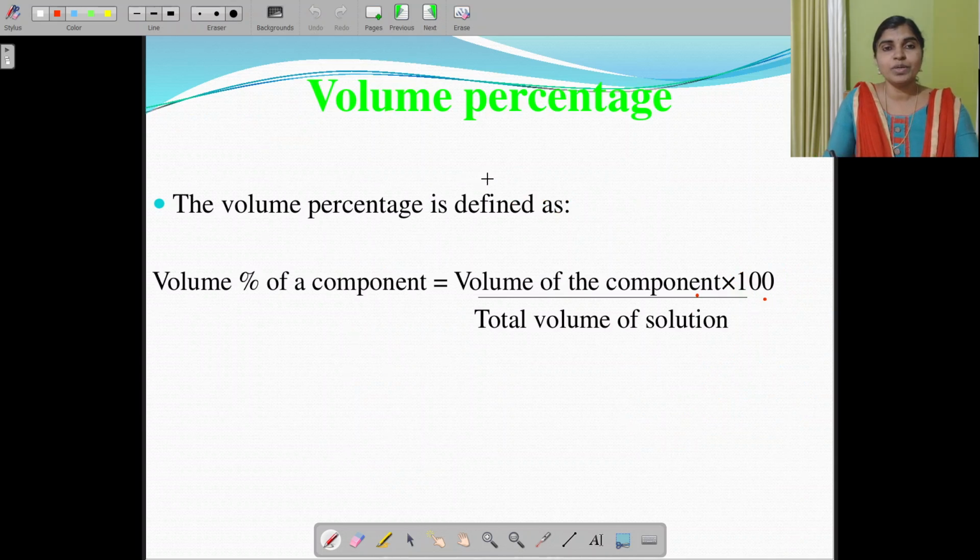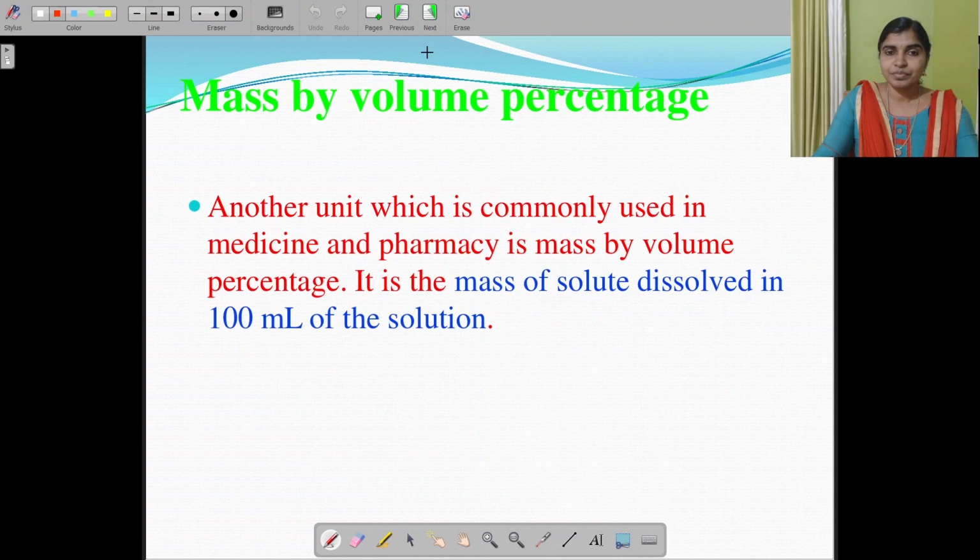And next is volume percentage. Here instead of mass, volume of one of the components and total volume of the solution is taken. The volume percentage is equivalent to volume of any one of the components divided by total volume of the solution into 100. Then mass by volume percentage is the mass of the solute that is dissolved in 100 ml of the solution.